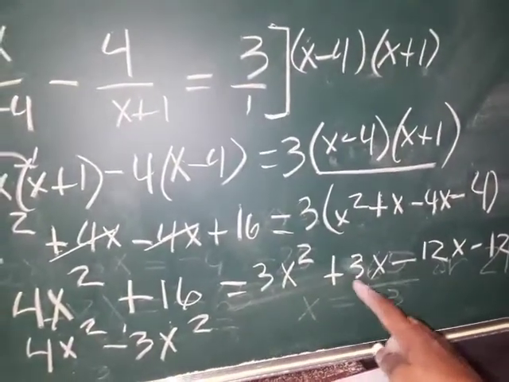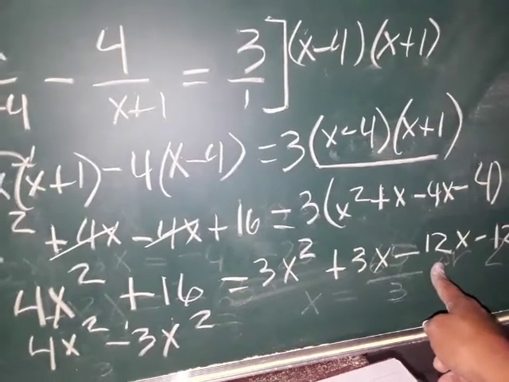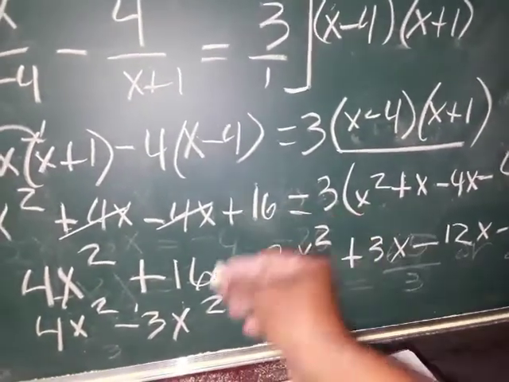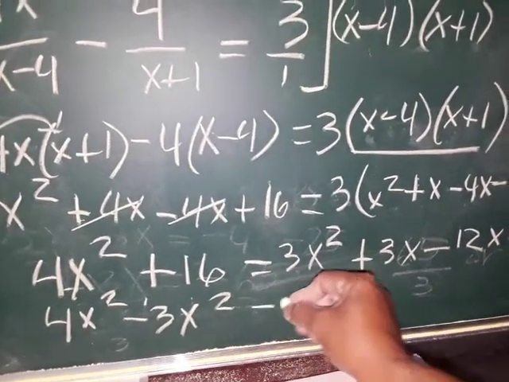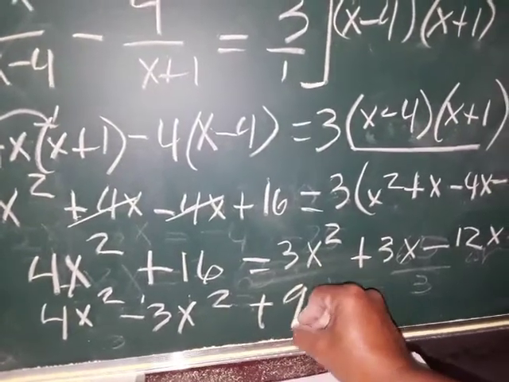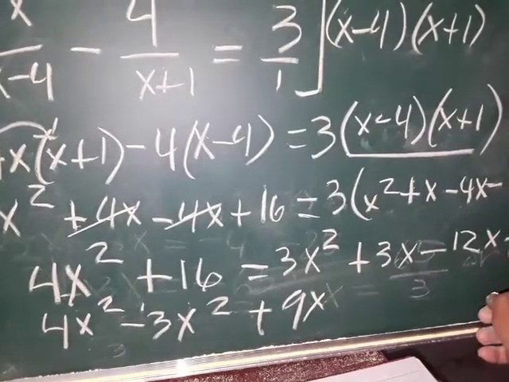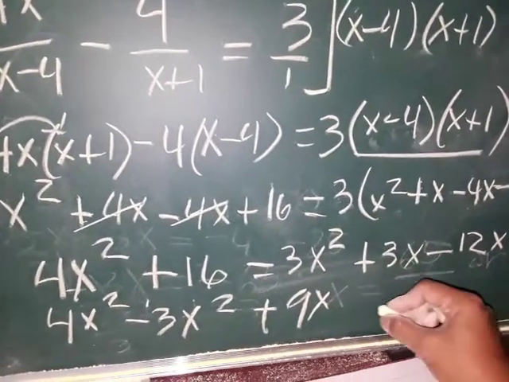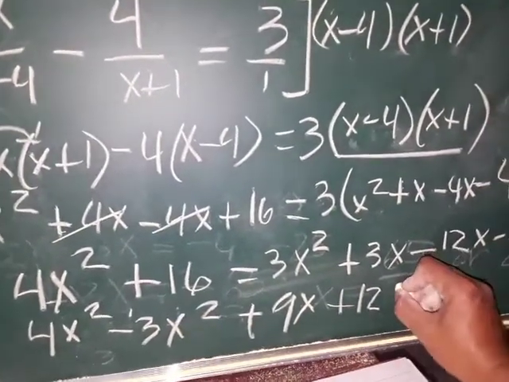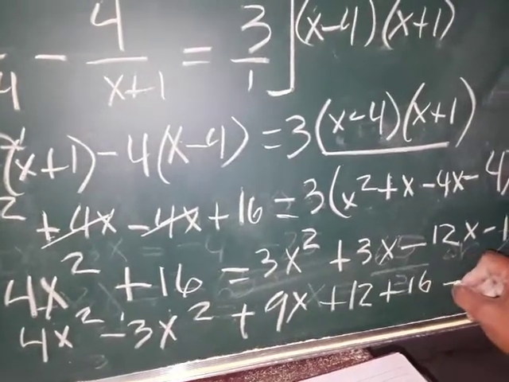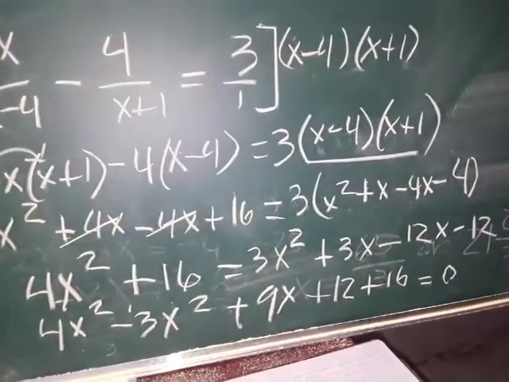3x, positive 3x plus 12x becomes 9x. Negative 9x transposed to the other side becomes positive 9x. Next, negative 12 transposed to the other side, magiging positive 12, and then just copy 16 is equal to 0. Okay, so let's proceed.